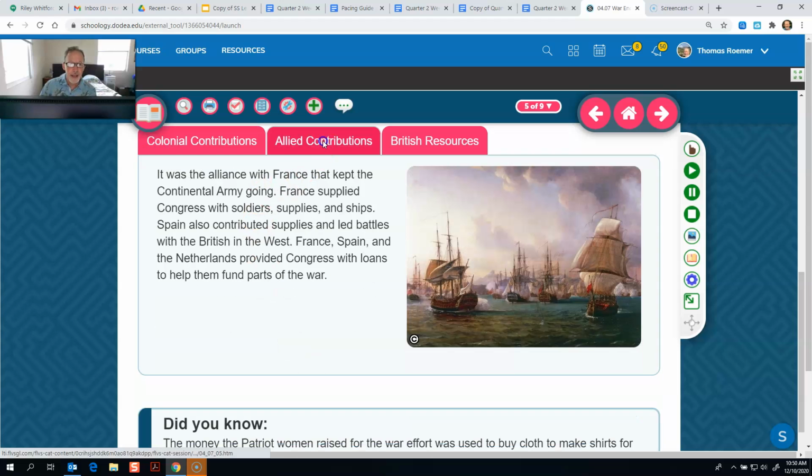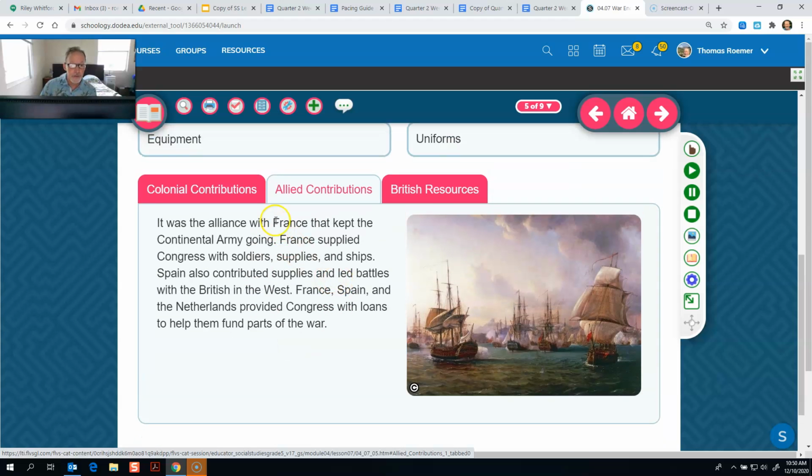And allied contributions. The French, who are our big ally, supplied Congress with soldiers, supplies, and ships. Spain also was involved, and they gave supplies, and they led battles with the British in the West.